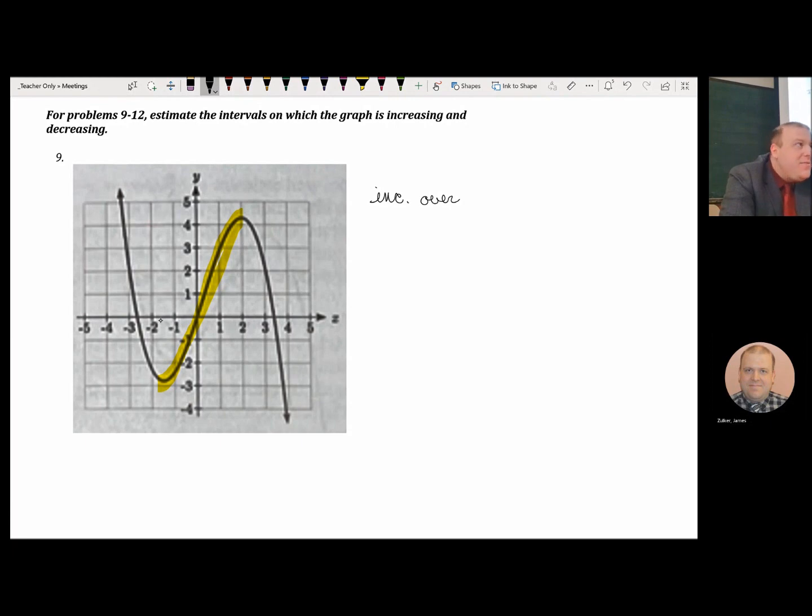Is that negative 1.5? Two. At the points where it switches, they're constant. So no, those points are not included. Intervals for increasing and decreasing are always open.